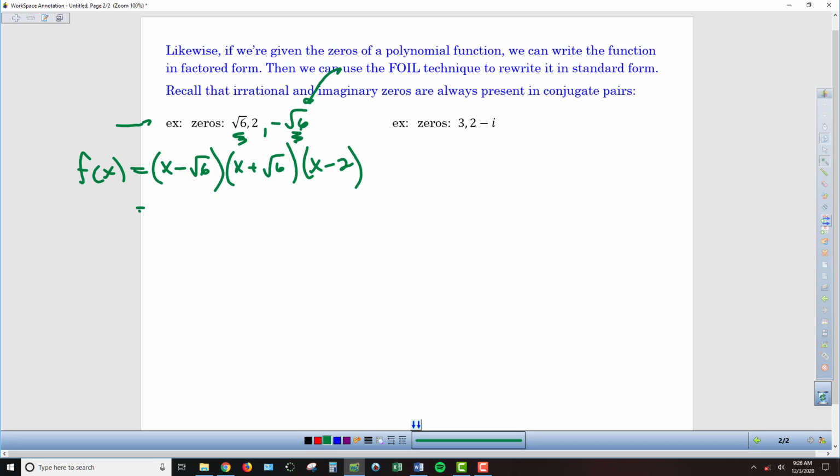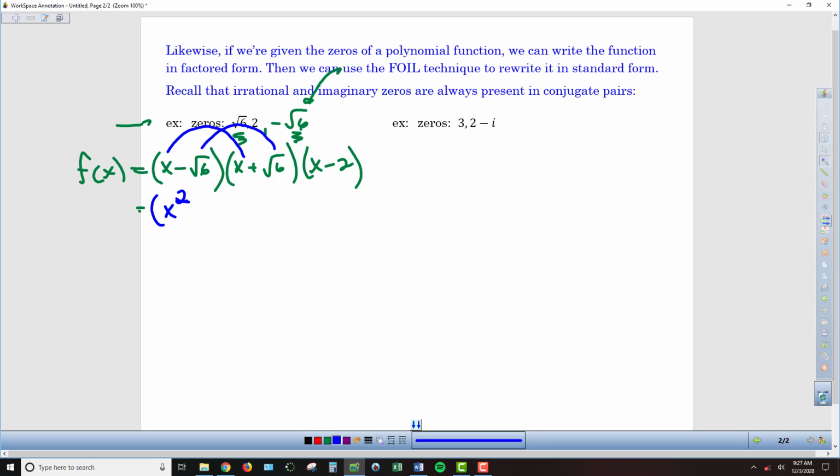So if we then FOIL this out to get it from this factored form to our regular form, standard form, this is where using some strategic planning comes in. We definitely want to multiply the plus and minus root pieces first. It's going to make our life a lot easier because we have a difference of squares pattern. So I'm going to multiply x times x. I'm going to get x squared, and then I can skip the outer and inner pieces and just multiply the lasts, since those outer and inner pieces are going to cancel each other out.